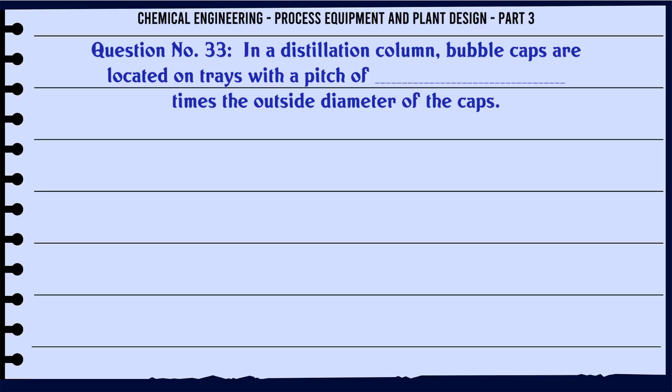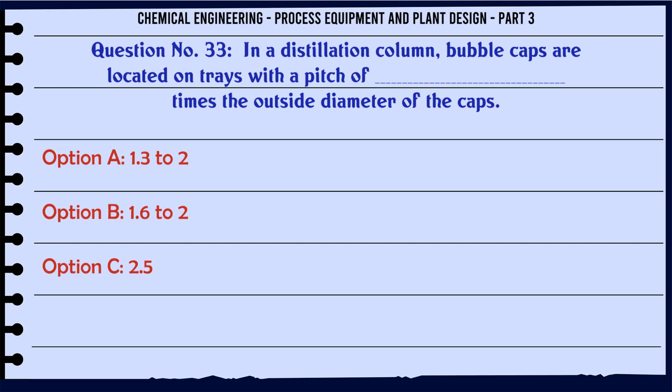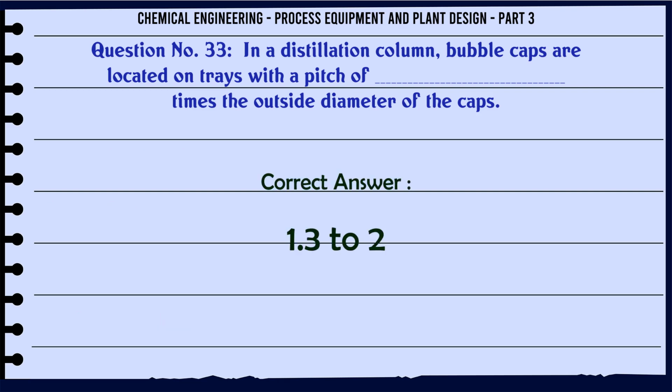In a distillation column, bubble caps are located on trays with a pitch of times the outside diameter of the caps. A. 1.3 to 2, B. 1.6 to 2, C. 2.5, D. 1.5 to 3. The correct answer is 1.3 to 2.